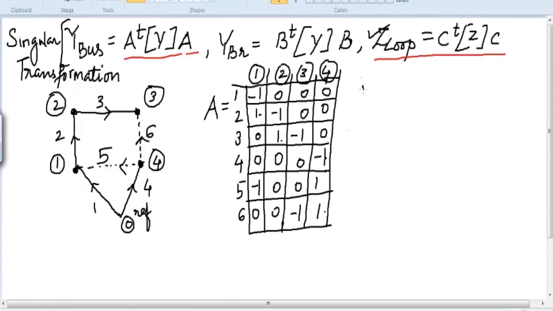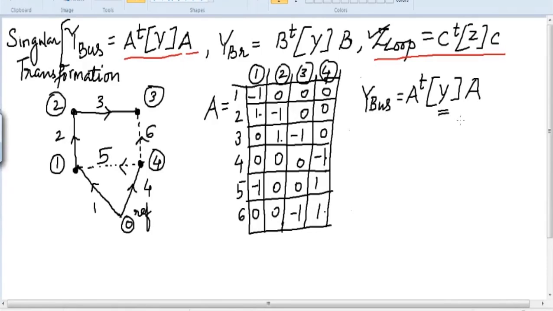So now what is the requirement? In this formula, that is YBus is equal to A transpose YA, what is the requirement now? Because we have right now got A. If we know A, A transpose is automatically known, right? Because we need to just interchange the rows and columns and we will get A transpose. Now we are left with Y. So we need to calculate Y first now.